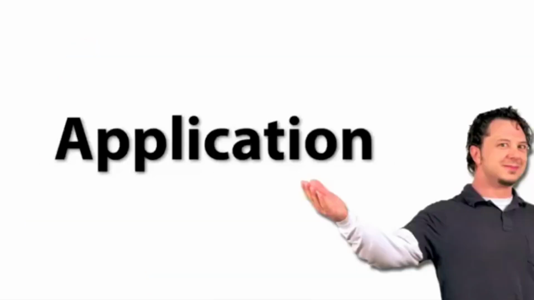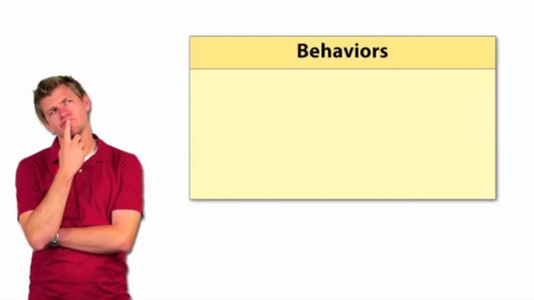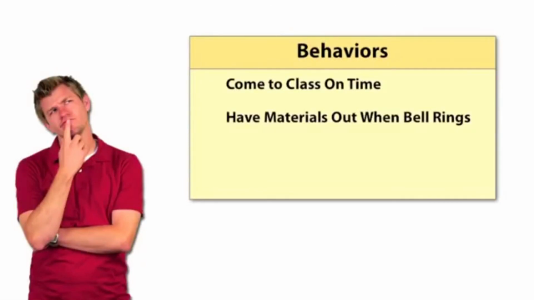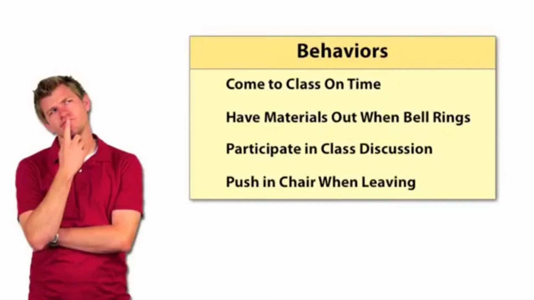Now let's see if we can apply the principles of behaviorism to help solve Teacher Tony's problem. First, Teacher Tony needs to decide what specific behaviors he wants his students to exhibit. Teacher Tony decides he would like students to show 4 behaviors. Teacher Tony wants students to come to class on time, have materials out when the bell rings, participate in classroom discussions, and push in their chair when they leave class.